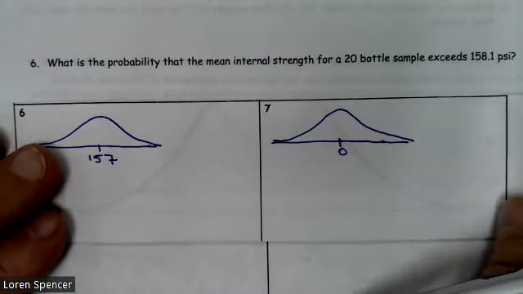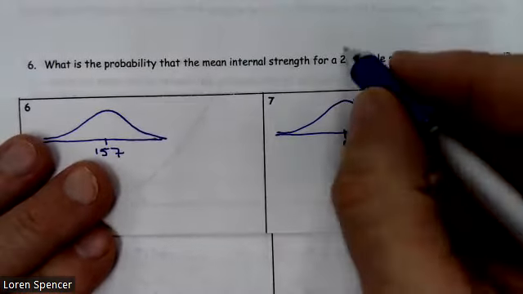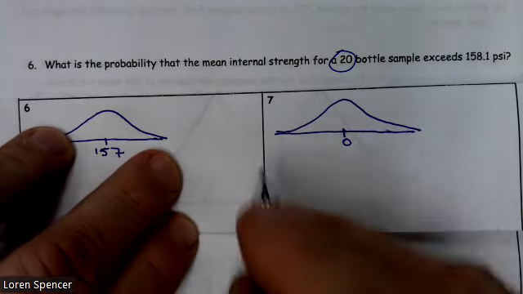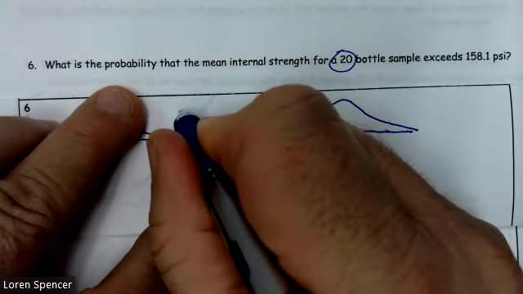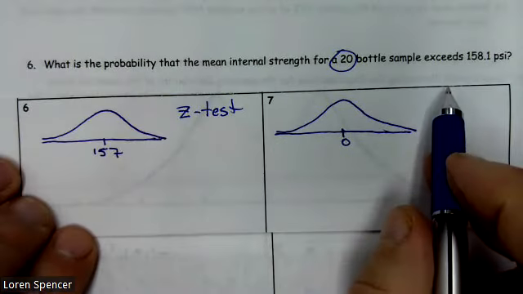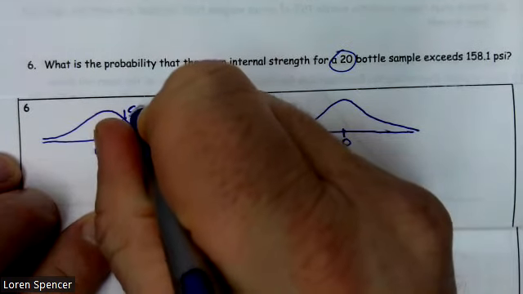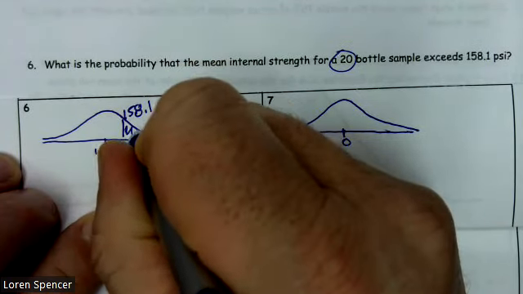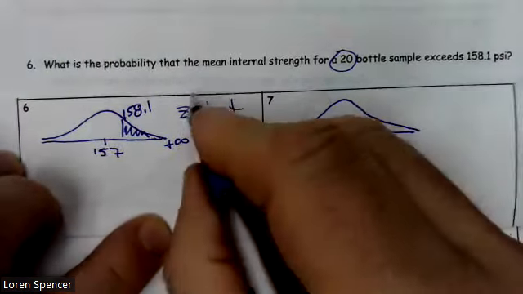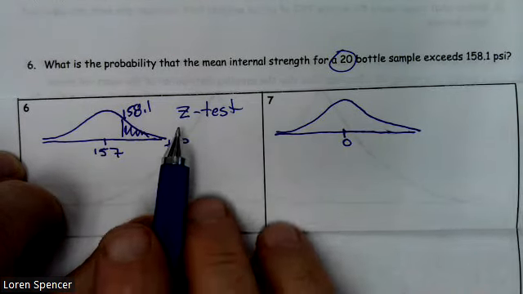Number 6. What is the probability that the mean internal strength for a 20 bottle sample exceeds 158.1? All right, so we still have a sample size greater than 1. They didn't give us a percent, so this is also a z-test. 158.1 is here, and we're shading up. And remember, it goes to positive infinity in this case.